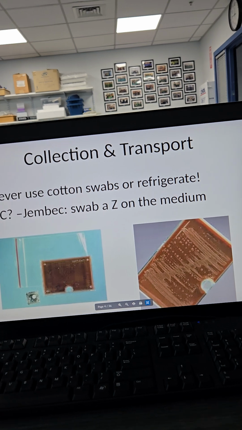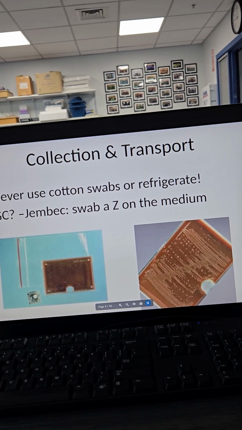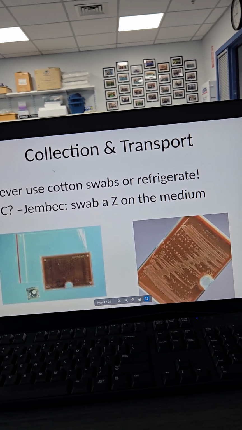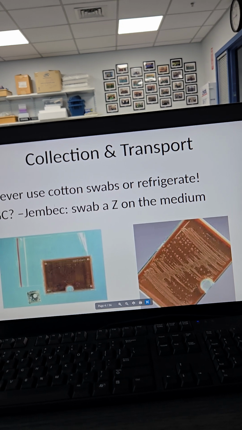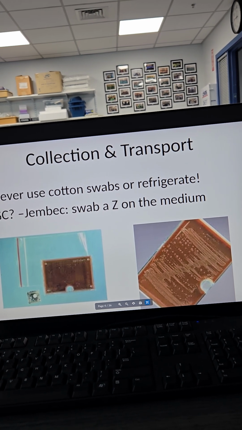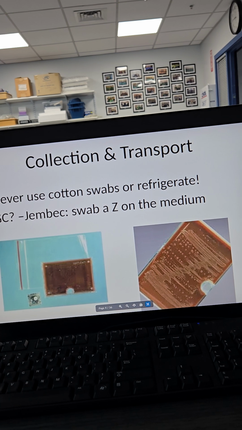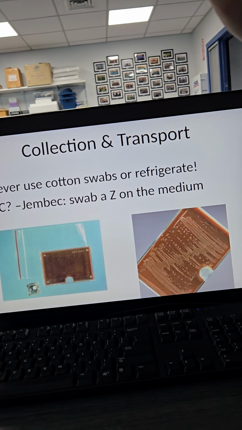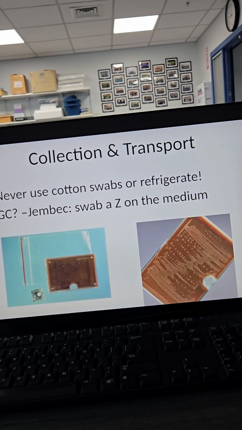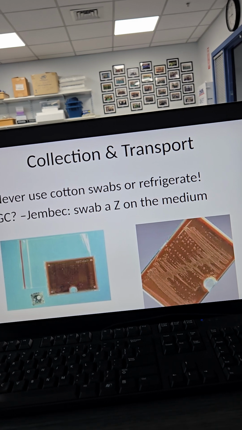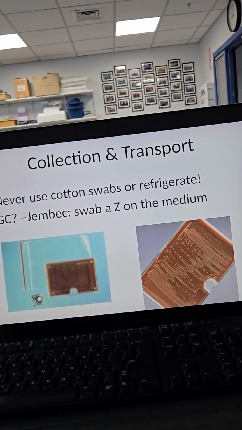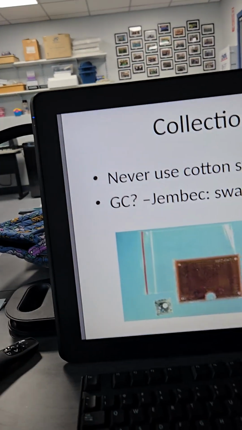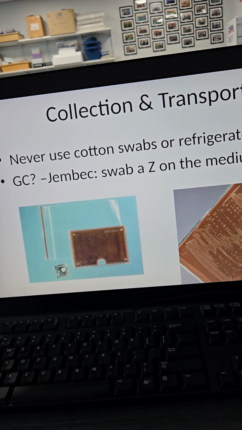GC can be used two different ways. It could mean genital culture, or it could mean gonococcus, which would mean Neisseria gonorrhoeae. In this case, it means genital culture. And if it's a genital culture in the office, not all doctors do this, but some doctors still do it, they'll order the GC plates, and they'll actually swab right after they collect it onto the media, so that we have a good chance of recovering it.